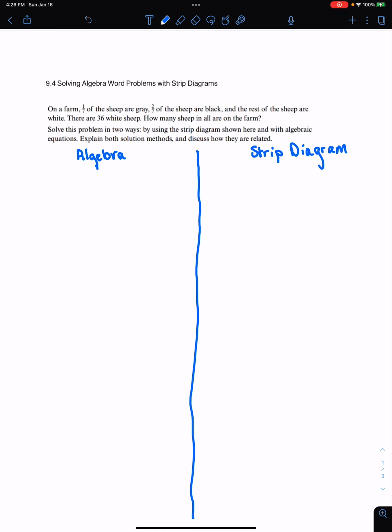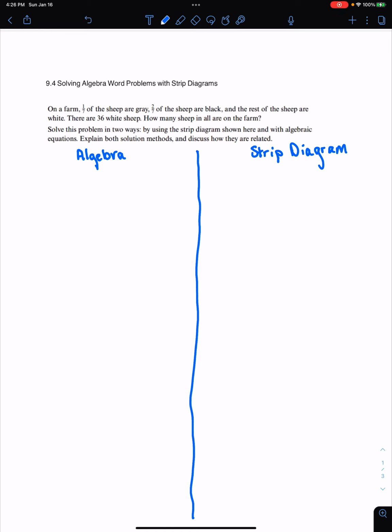So here's our problem. On a farm, 1/7 of the sheep are gray, 2/7 of the sheep are black, and the rest of the sheep are white. There are 36 white sheep. How many sheep in all are on the farm?